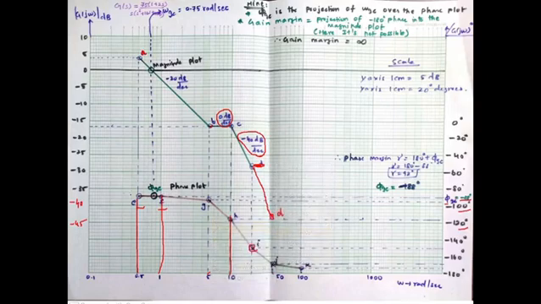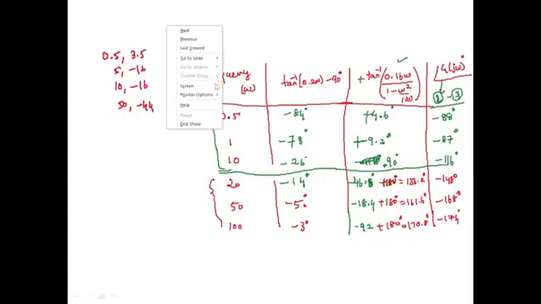Right? So now we can connect all these points to draw the phasor plot. And here you can connect all these points to draw the magnitude plot. Now the problem is over? No. Here you have been asked to find out the gain margin and phase margin. You know what is the meaning of gain margin and what is the meaning of phase margin?